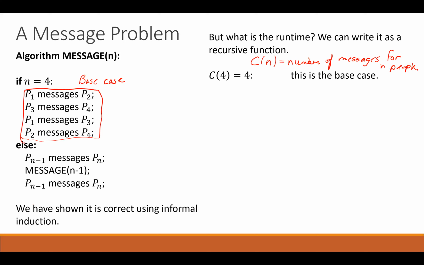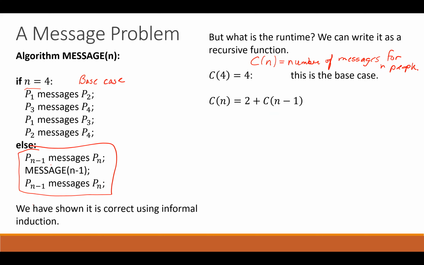And then using this, we can derive a recurrence. So if I didn't have n equal to 4, if I had some other value of n, then we execute this part. I send 1 explicit message, 2 explicit messages, so that's here. And my recursive call on n-1, I represent using the C function again. Okay, so I can derive a recurrence quite easily. I have my base case and my recursive case. Pretty simple in this case.